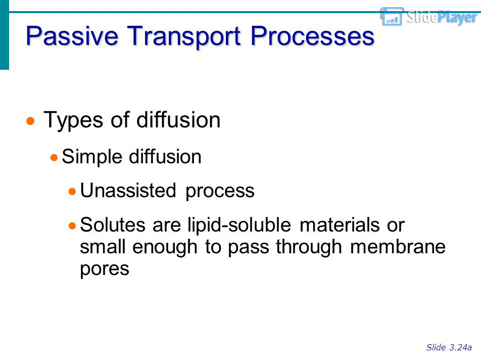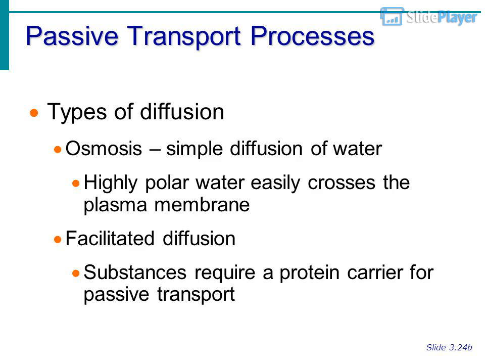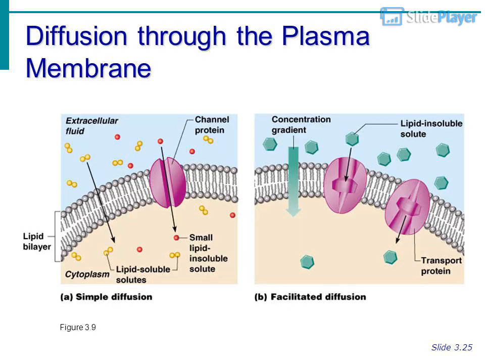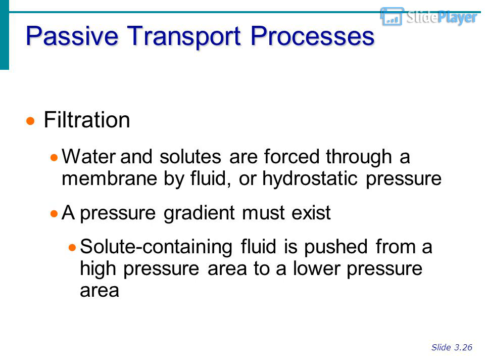Slide 3.24a. Passive transport processes. Types of diffusion. Osmosis, simple diffusion of water. Highly polar water easily crosses the plasma membrane. Facilitated diffusion. Substances require a protein carrier for passive transport. Slide 3.24b. Diffusion through the plasma membrane. Figure 3.9. Slide 3.25. Passive transport processes.